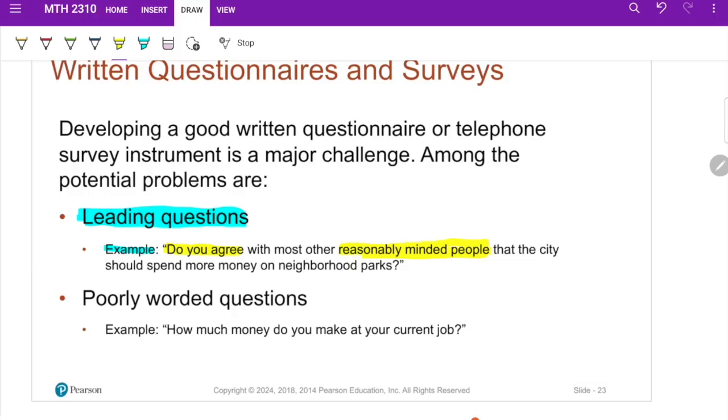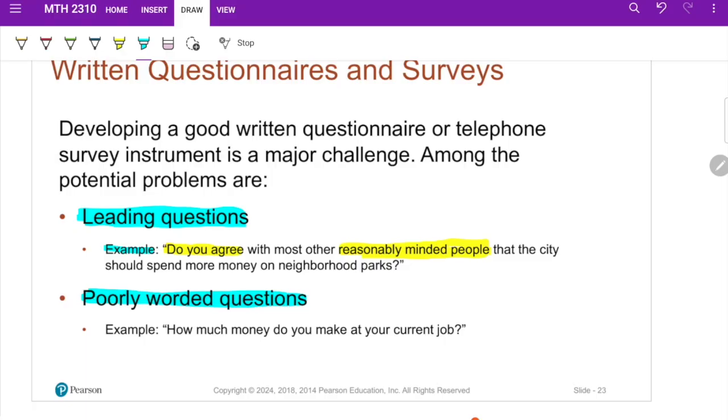The other problem is what? Having poorly worded questions. How much money do you make at your current job? And actually, I've faced these questions so many times. What do you mean? Hourly, yearly, monthly, permanent job? What are you asking? This is inconsistent. People are going to give you different answers. Some of them are going to tell you, hey, I'm paid $20 per hour. The other is going to be different, so this is hard to analyze.